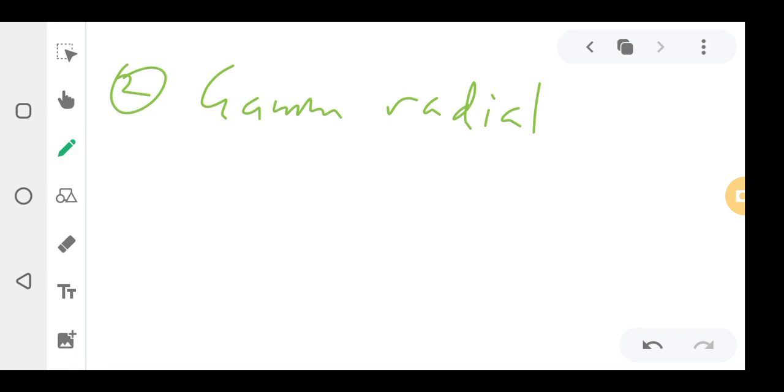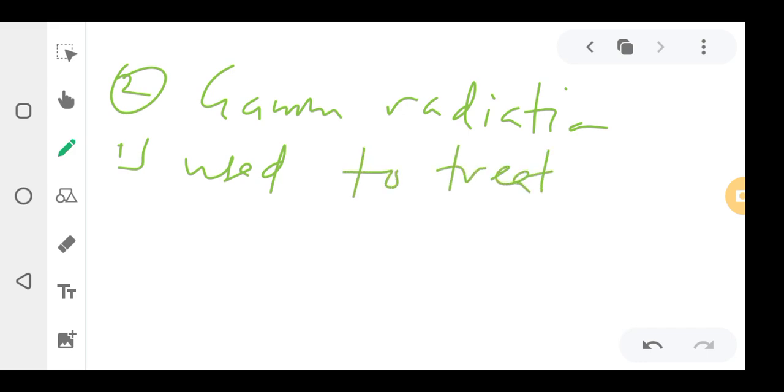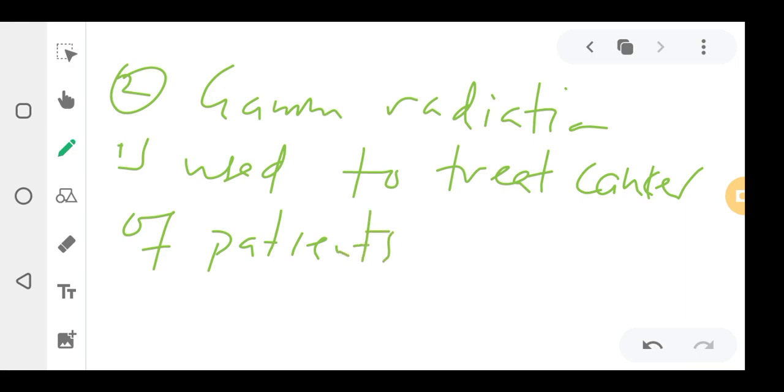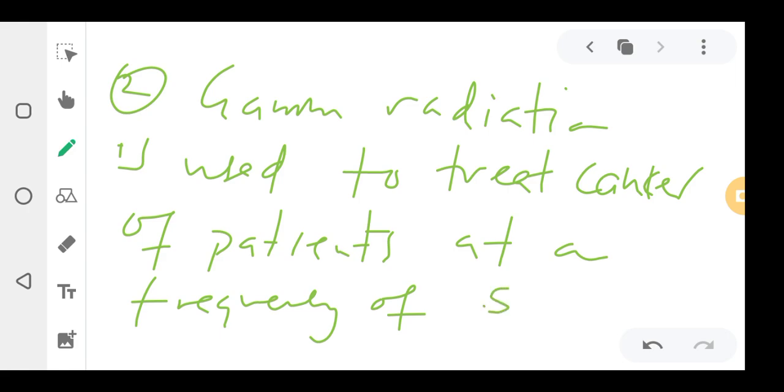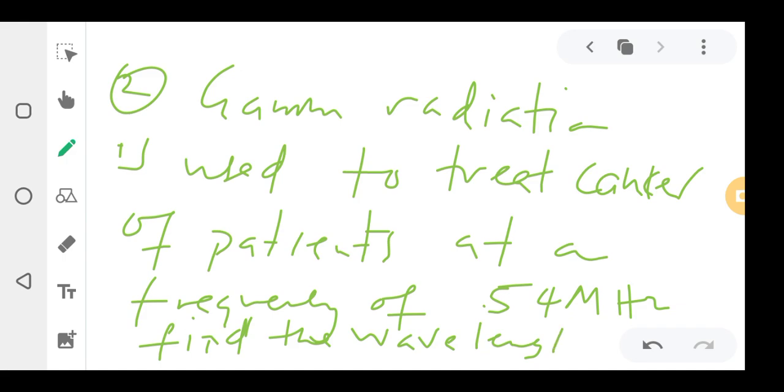Question 2. Gamma radiation is used to treat cancer of patients at a frequency of 54 megahertz. Find the wavelength.